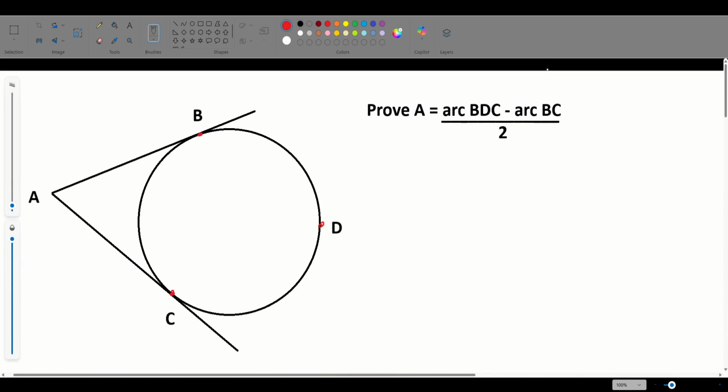Welcome to today's video lesson. We will be proving the tangent segment theorem, or this equation right here: angle A is equal to arc BDC, this major arc, minus arc BC, this minor arc right here, all over 2. Disclaimer: I will not be using a two-column proof, and this should only be used for educational purposes.